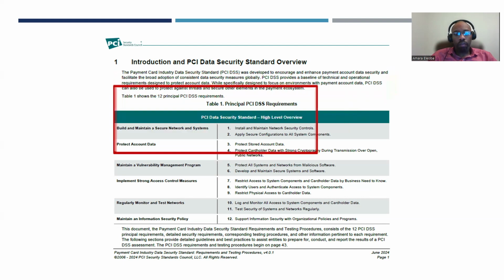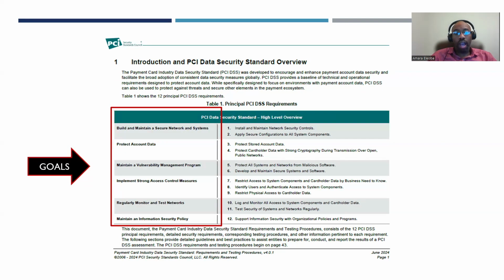Now, within this standard, we have goals. We have 6 goals. One is to build and maintain a secure network and systems. The second is to protect account data. The third one is to maintain a vulnerability management program. The fourth one is to implement strong access control measures. Then the fifth one is to regularly monitor and test networks. Then the next one is maintaining an information security policy.